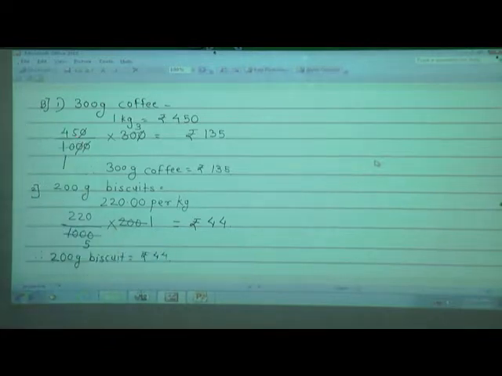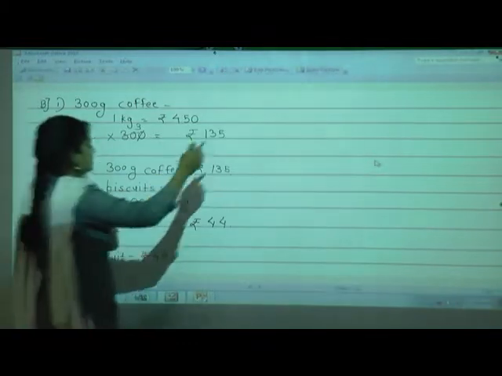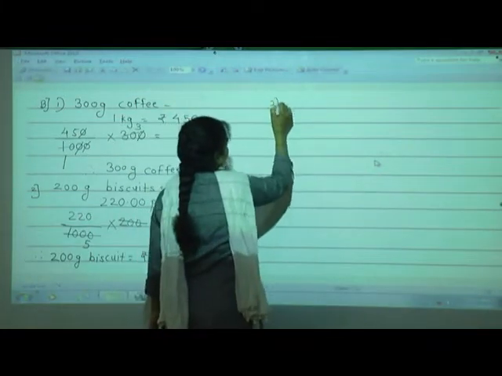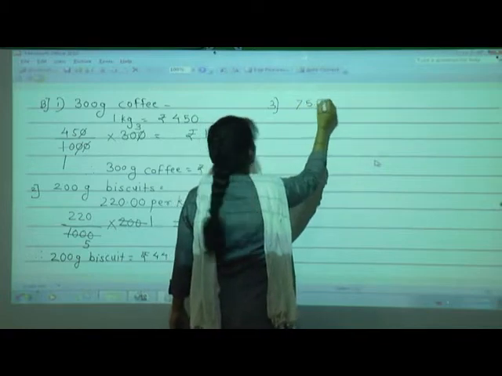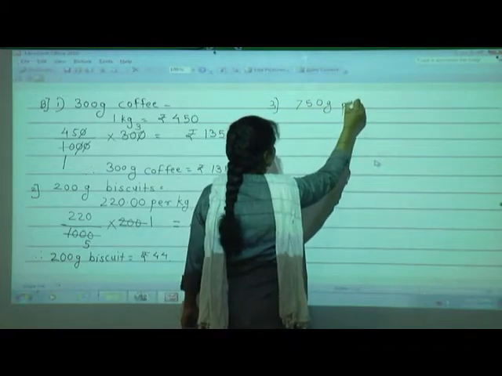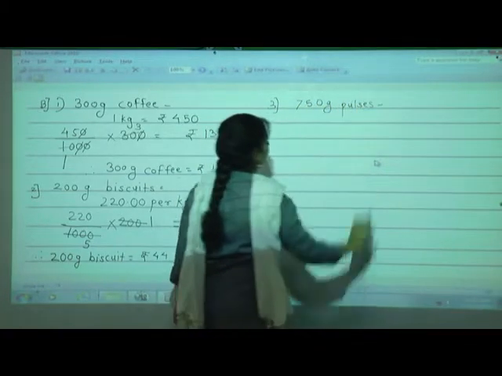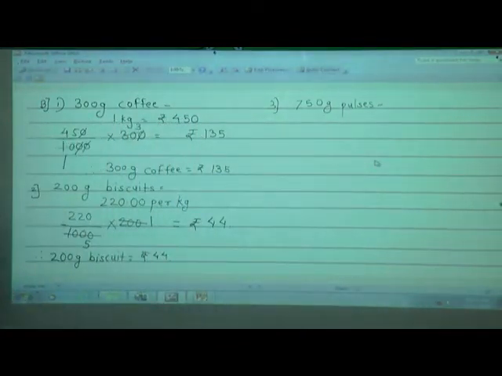44. Okay, now the next item is 750 gram pulses. See in the price list, the price of pulses is 80 per kg.